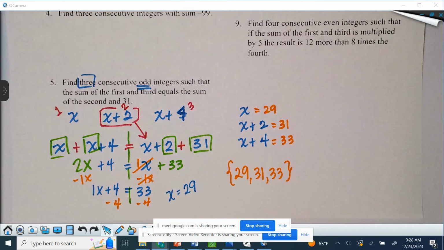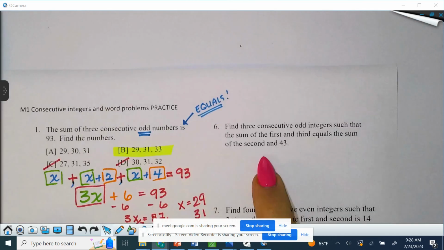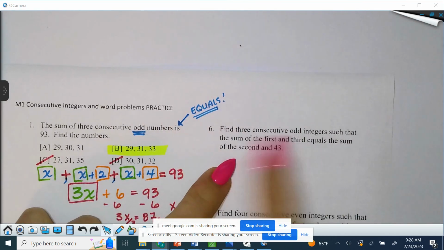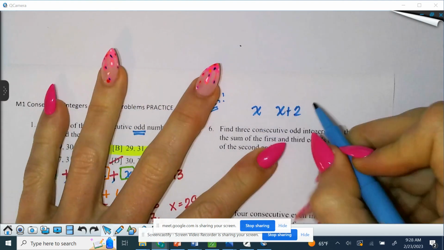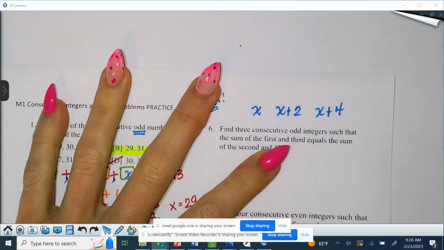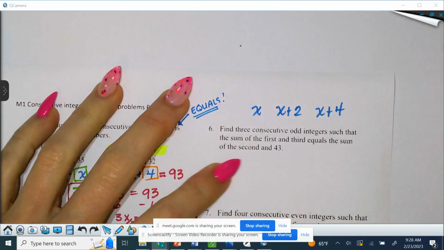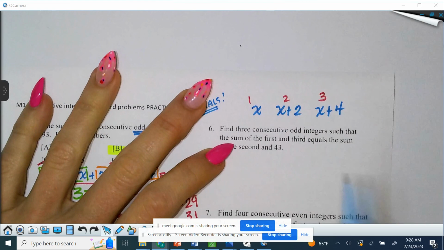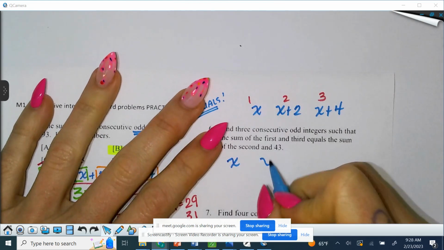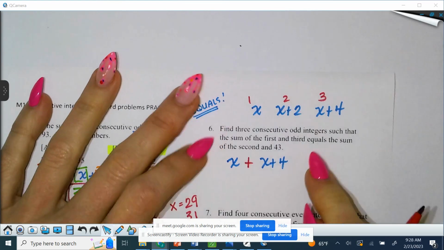I think for most students, the setup part is the hardest. All right, 2 more minutes, so I'm going to keep on pushing. Number 6, 3 consecutive odd. So again, we're going to use x, x plus 2, x plus 4, such that the sum of the first and the third, so first, second, third. So I'm going to put the first and the third. It said sum equals the sum of the second.